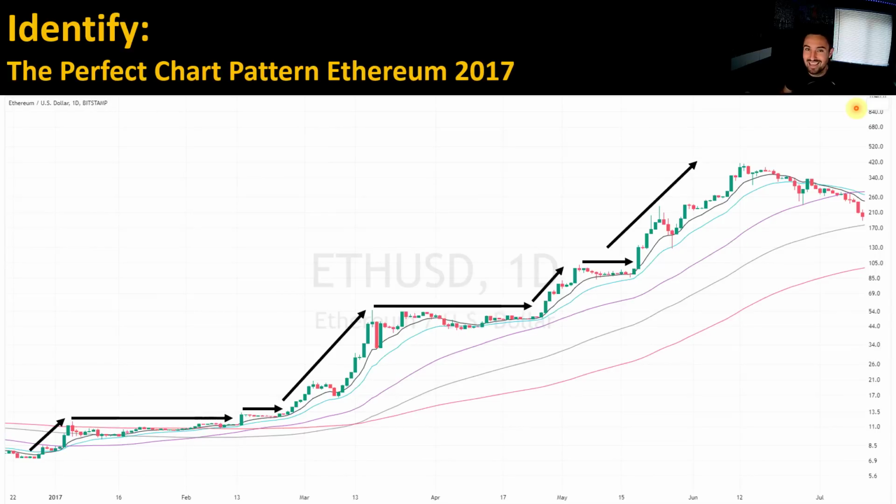Here's another one. This is ETH. I'm going to show you ETH and Bitcoin, so it's not just stocks that move like this. It's cryptocurrencies. Why? It's just supply and demand. This setup here is ridiculous.